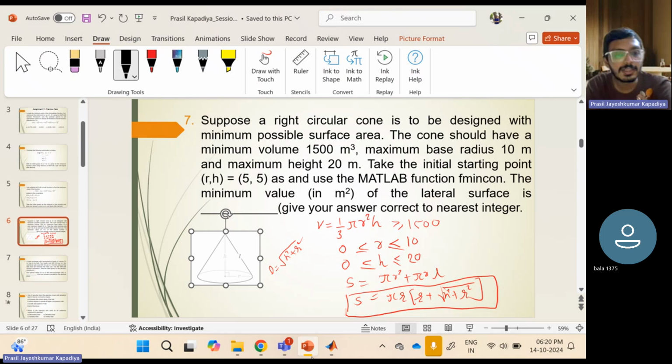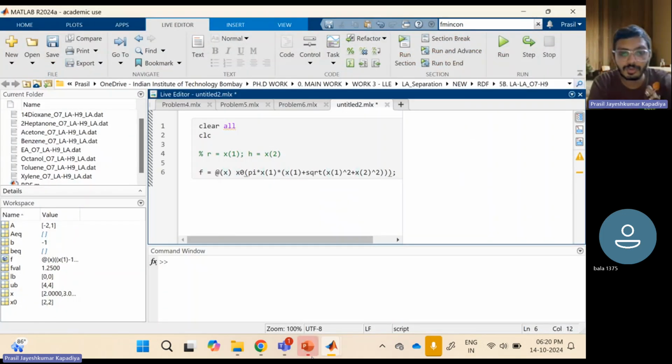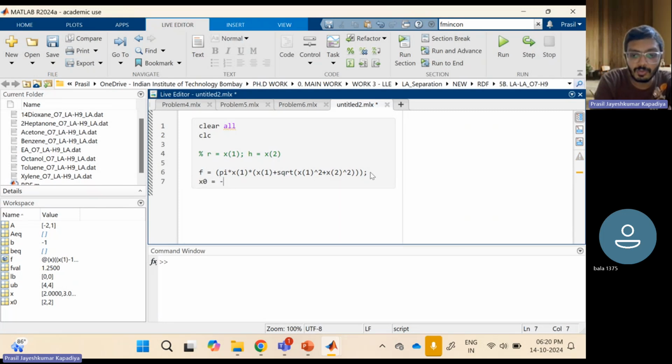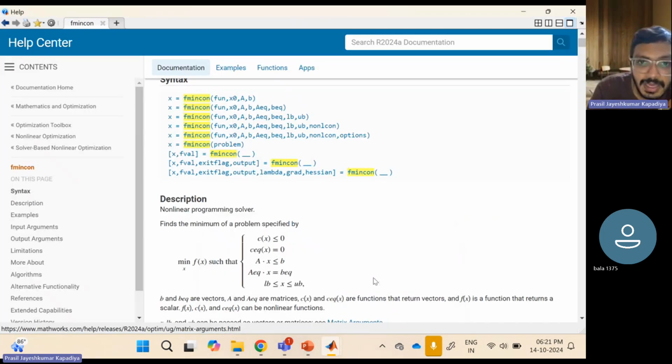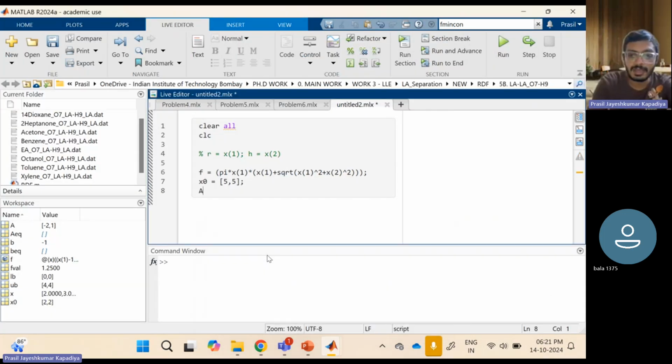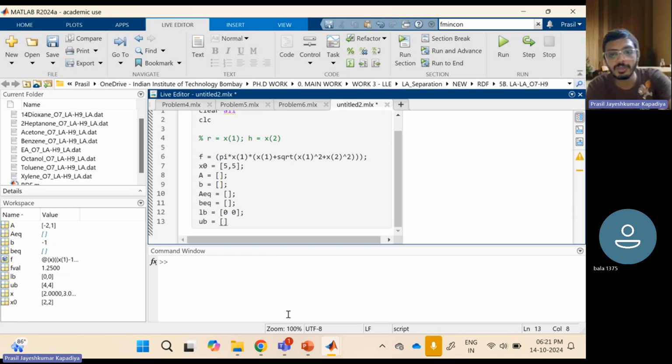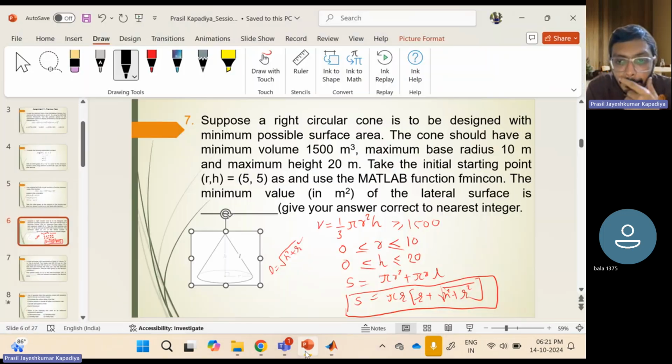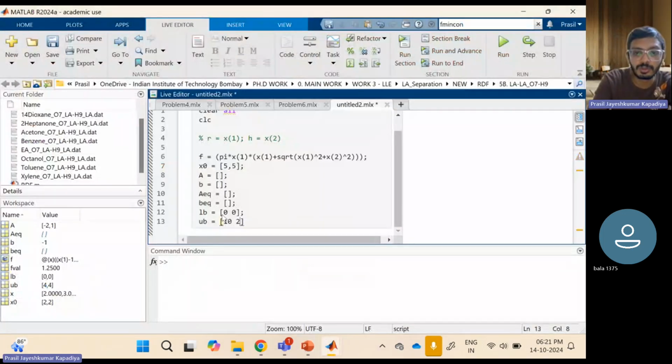Now we are given the initial guess as 5, 5. So let's keep x0, I'm sorry, x0 is equal to 5, 5. This is my initial guess. Now I need to define all these terms. We know that A, B, Aeq, Beq are null matrices. Then we have the lower bound, which in both cases is 0, 0. And my upper bound is 10, 20. You need to follow the variables, right?